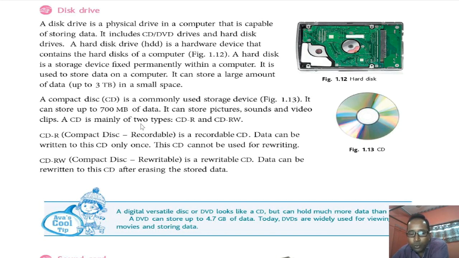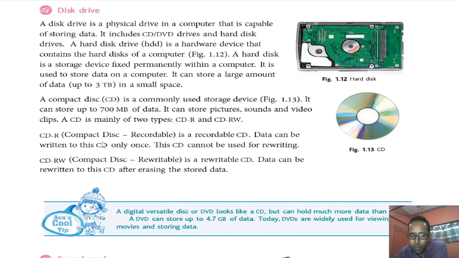A CD is mainly of two types, CD-R and CD-RW, but another type is also there which is not given in your book, CD-ROM. CD-ROM means compact disk read-only memory, where data is already present in the form of text, picture or video, which the computer can only read, like ebook CD, software CD, game CD, movie CD, song CD. We cannot erase or rewrite the data on this type of disk.